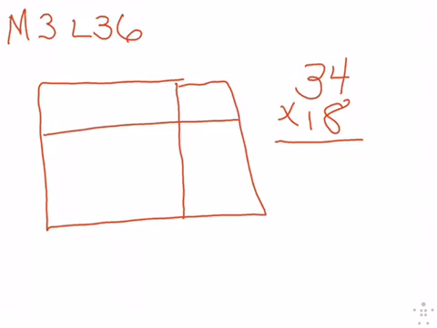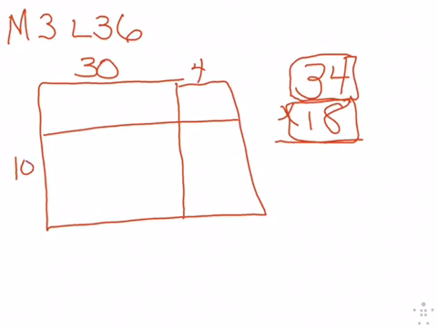Just like we did yesterday where we took our number and put it in expanded form, we're going to do the same thing today. This being the bigger section, we're going to make 30. We're going to make that 4. Then we're going to break up 18 into 10 and 8. Of course, my model is not perfect, and obviously 30 would be bigger than 10, but we're not going to stress over that. We're just looking at the fact that we have 34 broken up, and 8 and 10 broken up to make 18 and 34.